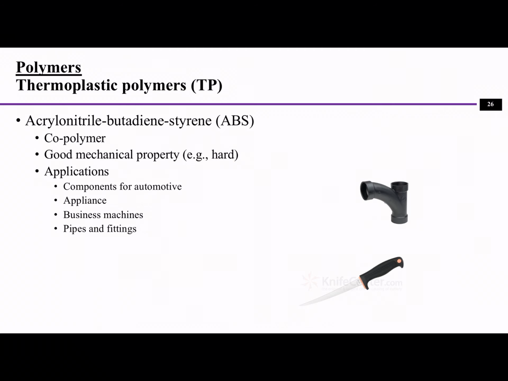Well, another type of thermoplastic material is ABS. ABS is another common polymer we see in appliances, and especially in plumbing, right? There are pipes, fittings. Usually you can see this ABS material is very hard, right? It has very good mechanical properties, and is also relatively chemically stable.